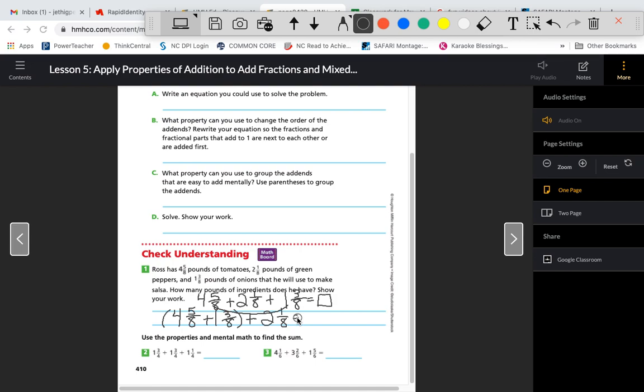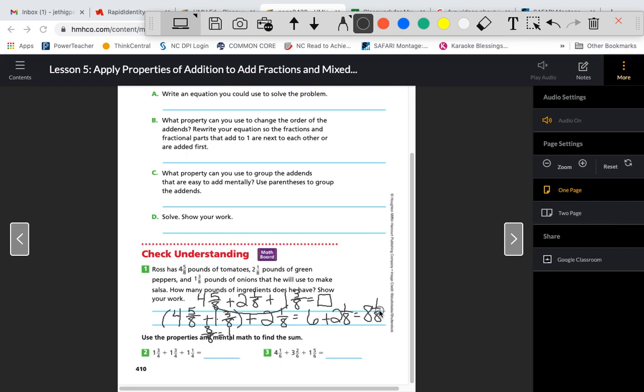Okay. So now let's add the first 2 together. So I know that 5 plus 3 is going to give me 8. So 8 eighths equals a whole. So now we have 4 wholes plus 1 whole plus 1 whole. So 4 plus 1 gives us 5, plus 1 gives us 6, plus 2 1/8. So the answer is going to be 8 1/8 pounds.